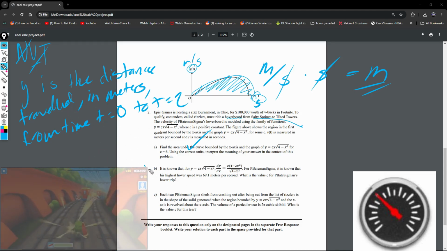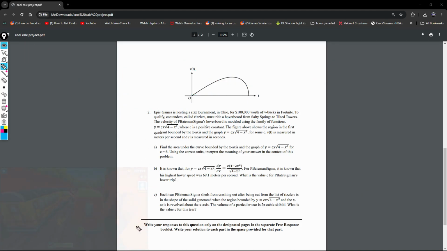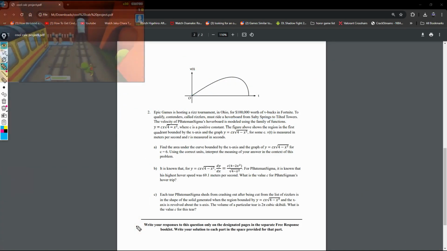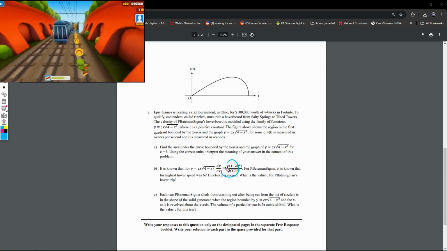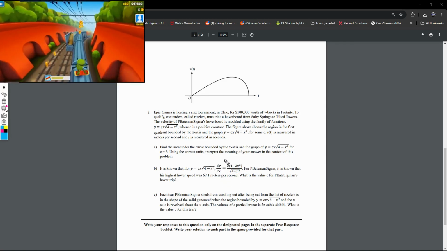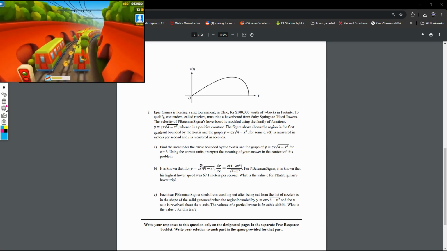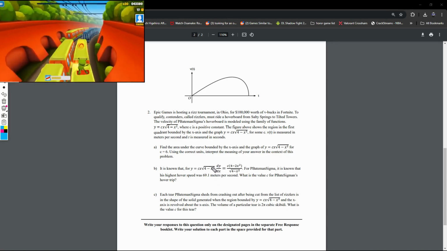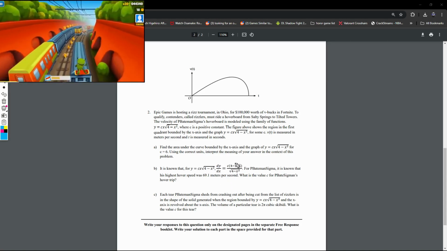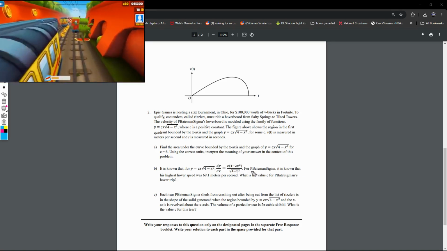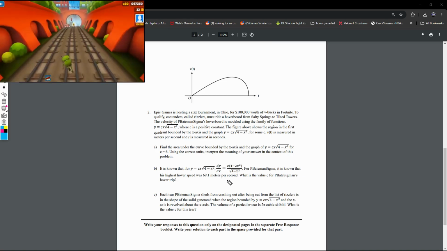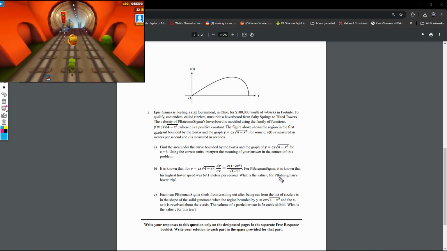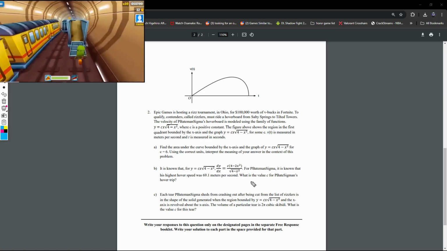I can't say the rest for B and C, but we will get to that right now, actually. Okay, it is known that for y, dy/dx is this. So, basically just take the derivative, and it would be a product rule and a chain rule. Don't forget your chain rule. You'd be a fool to forget your chain rule. God, I love my calculus teacher. It is known that P Bateman Sigma's highest hover speed was 69.1 meters per second. Nice. What is the value of C for P Bateman Sigma's hover trip?